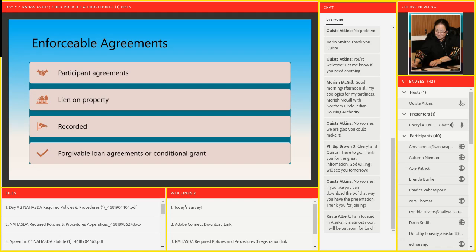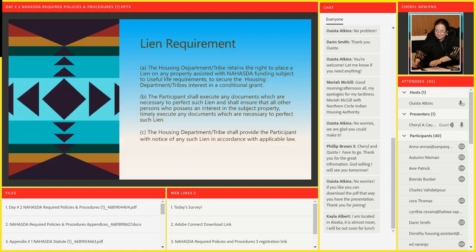Enforceable agreements. Participant agreements, liens on the property, recorded through the right agency, and forgivable loan agreements or conditional grants. You have to decide which.